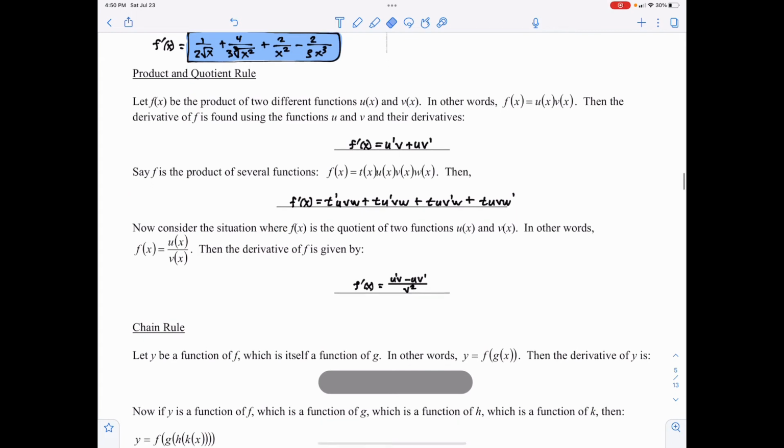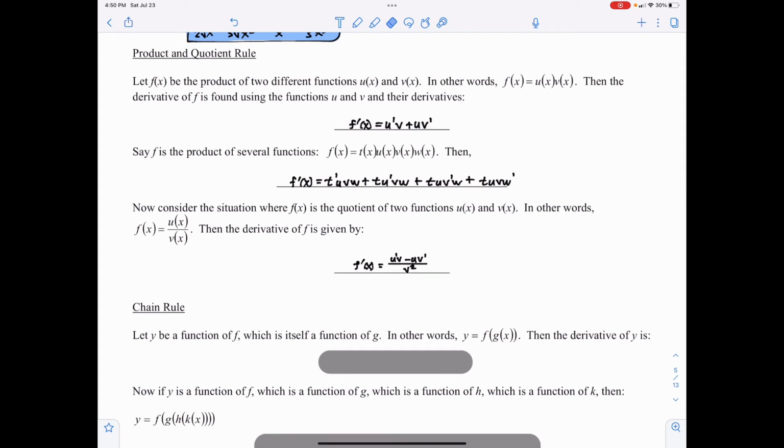Again, product and quotient rule are not something that are frequently used. We might use quotient rule one time in the entire course. Chain rule, on the other hand, is something we have to use quite often.